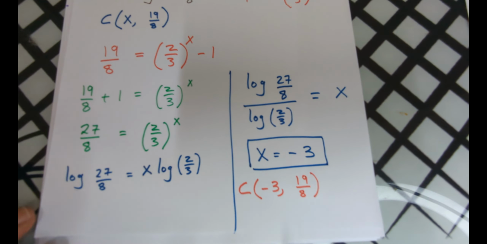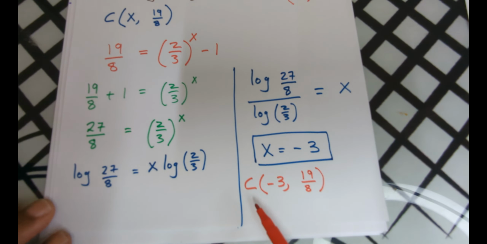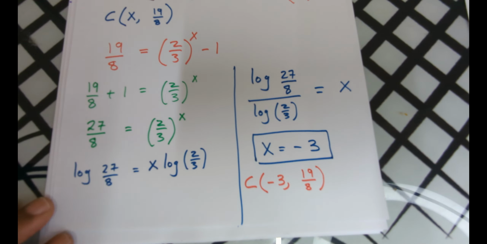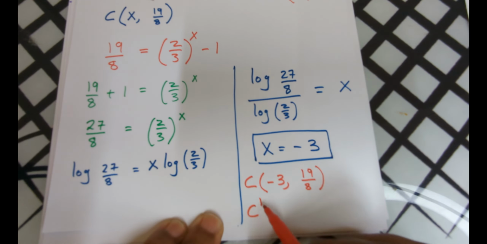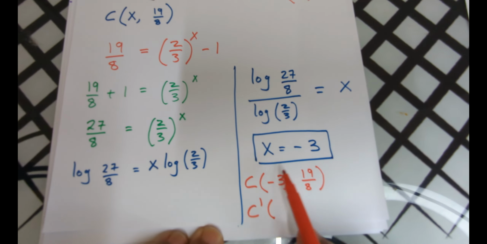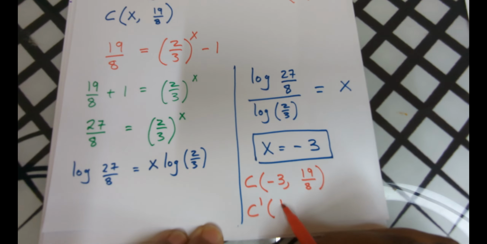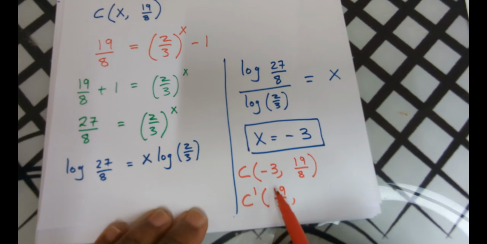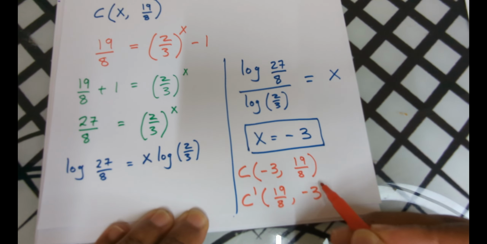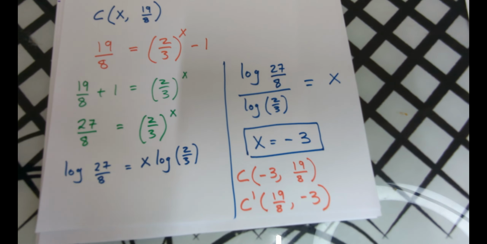Now, since the question says point C was reflected in the line y is equal to x, when you reflect any point in the line y is equal to x, you get the inverse of that point. In other words, you interchange x with y. So for C prime, we just interchange these points here. Our x becomes 19 over 8 and our y becomes negative 3. So this is our C prime. That's it for question 4.4.